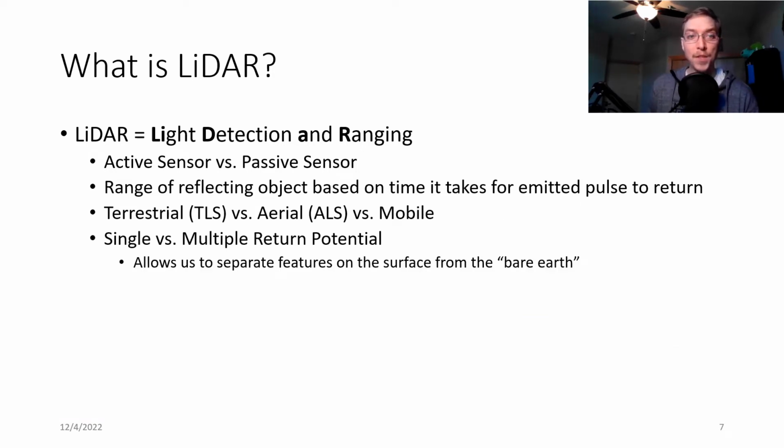And then we have single versus multiple return potential. So what this does, in a lot of ways, it allows us to separate features on the surface from our bare earth. That's the big goal. Strip away everything and see what just the ground looks like. And that's a lot of what LiDAR is used for.